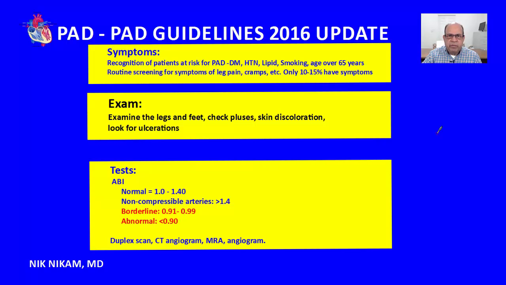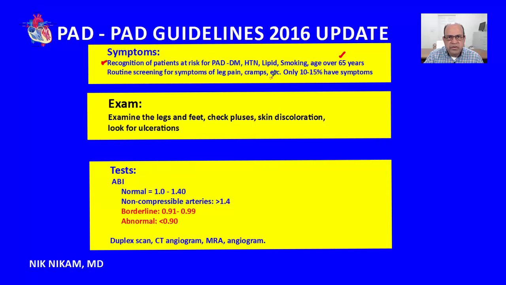If we are dealing with a patient who is 65 years or older, if we are dealing with patients with a history of hypertension, diabetes, or history of hyperlipidemia, or history of smoking, more than ever we need to routinely screen these patients for peripheral arterial disease. Specifically, we need to ask for symptoms like leg pain, cramps, wrist pains, skin discoloration, or difficulty in walking.